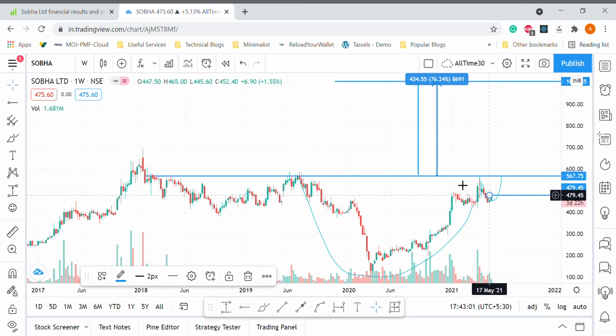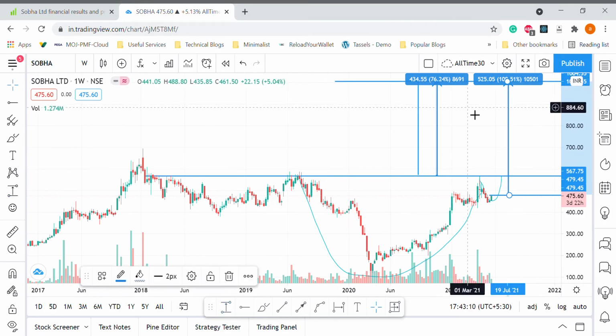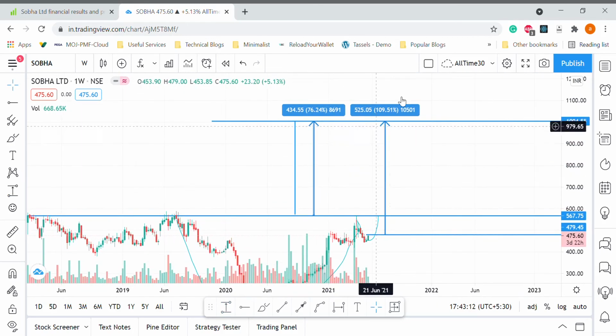So from this price, if we draw the line and check what kind of return we can get from now, if you invest now, you can get more than 100% return. Around 110% return is present right now. If you invest after the head and shoulder completes, then we get 76% return.